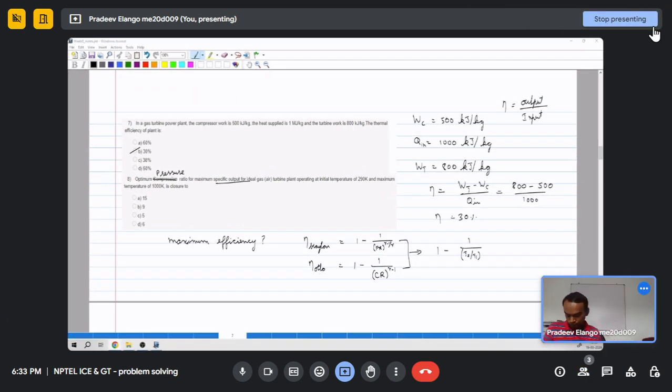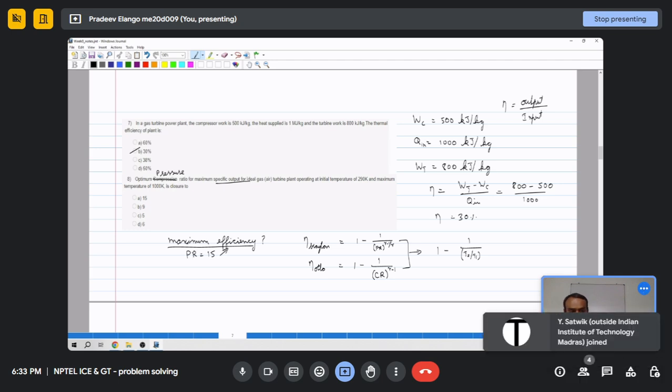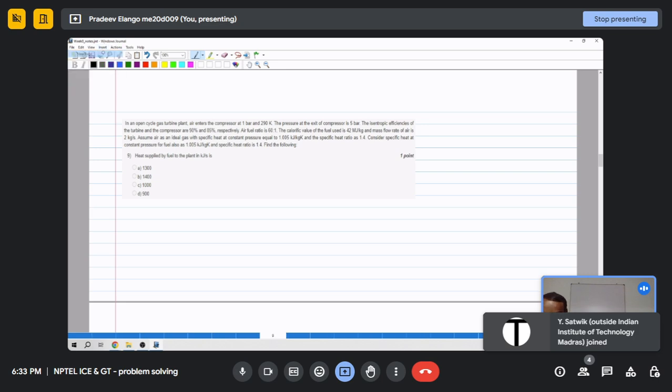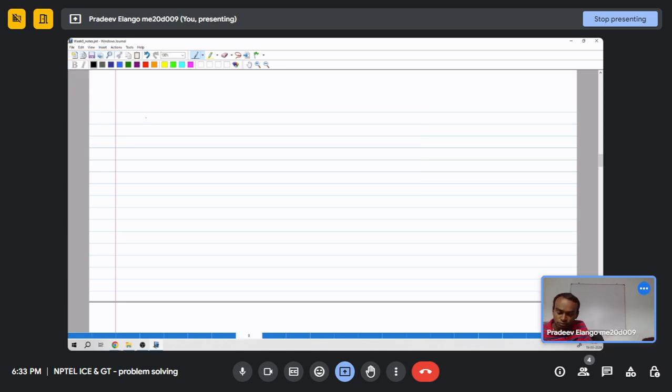So if they have asked for the maximum efficiency, we can directly say that the highest pressure ratio is going to give me the maximum efficiency. So that will be 15. A pressure ratio of 15 will give me maximum efficiency. But now we are asked for the highest specific output. So highest specific output means work done in a cycle, right? So that is Wt minus Wc.